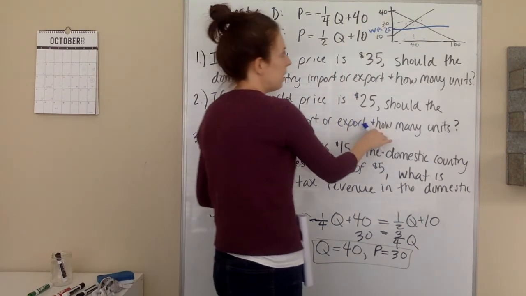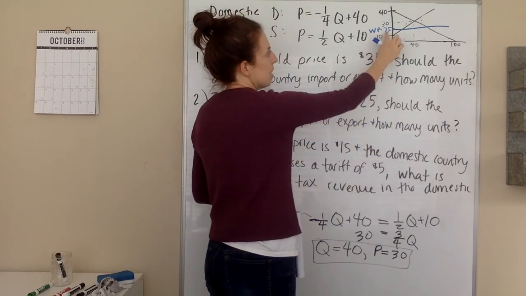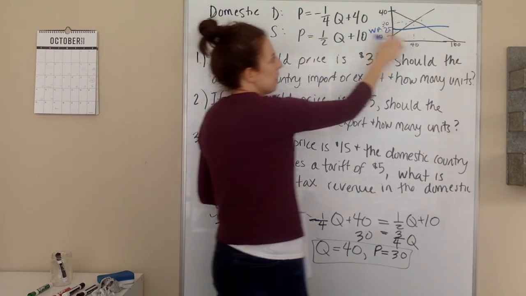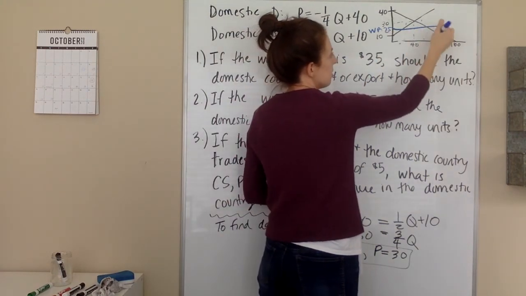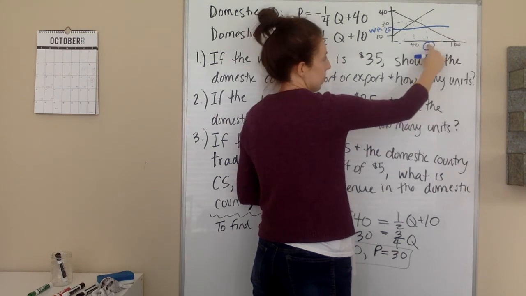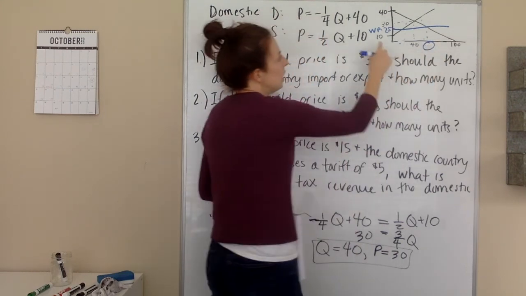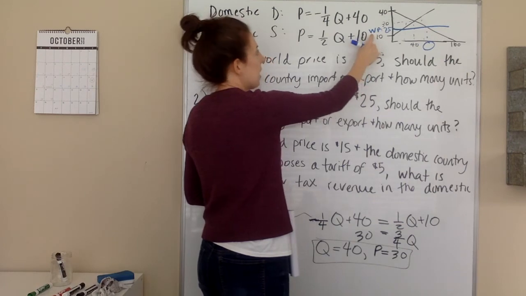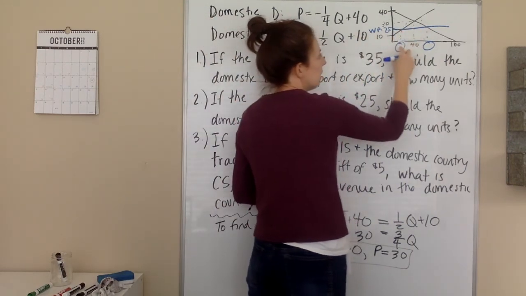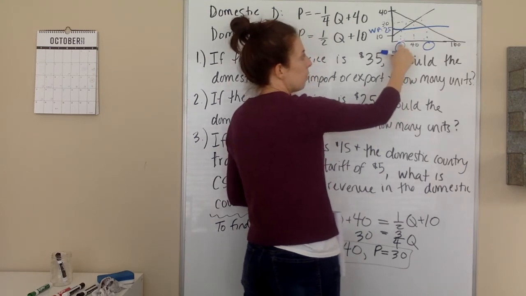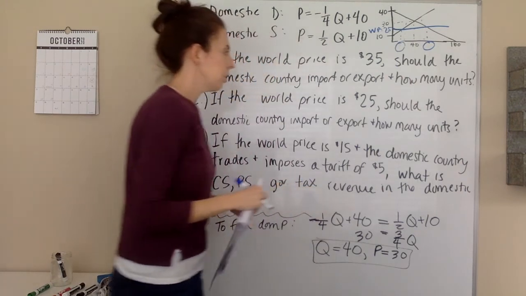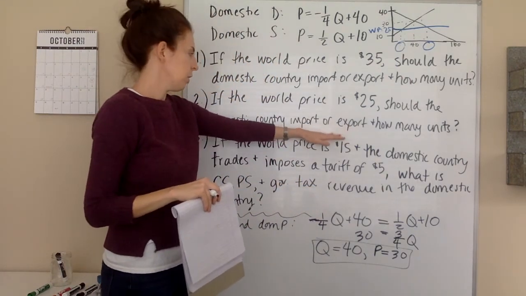To answer the how many component, you need to take the world price of 25 and plug it into the domestic demand. That will give you a number for the domestic quantity demanded. You'll take the 25 world price and plug it into the domestic supply. That will give you a number that coincides with how many units the domestic country will supply. You'll subtract these two numbers. That will answer how many for question 2.